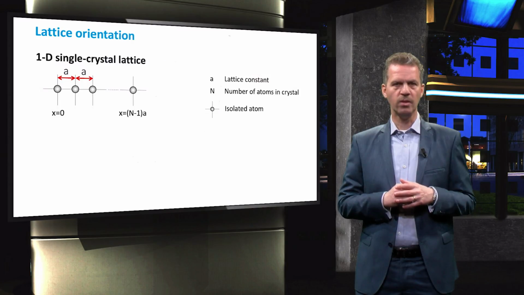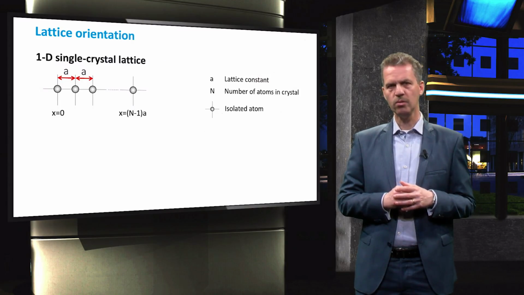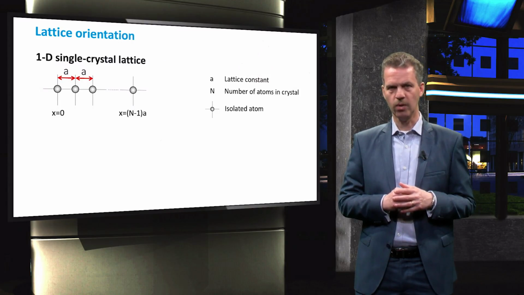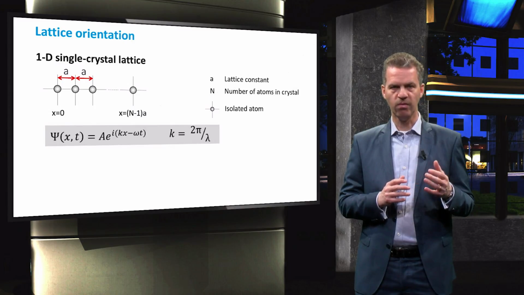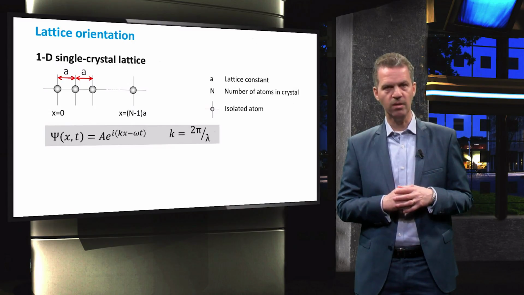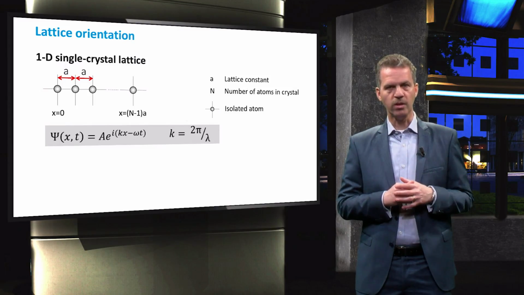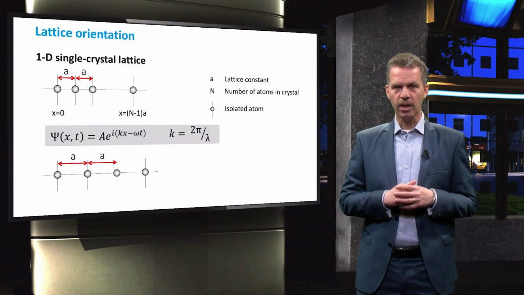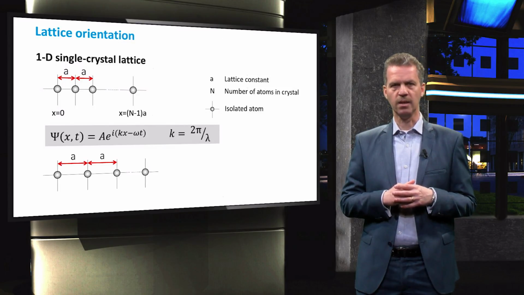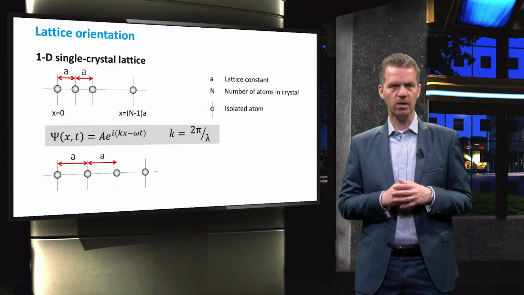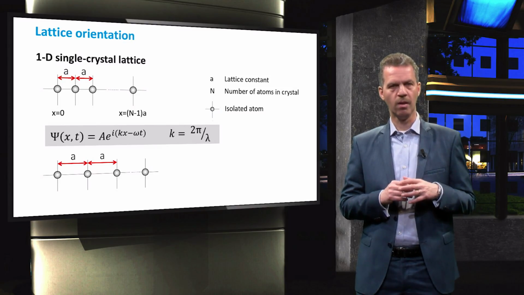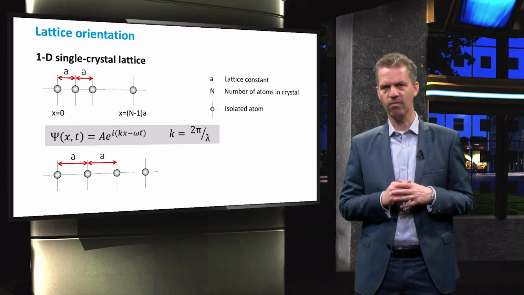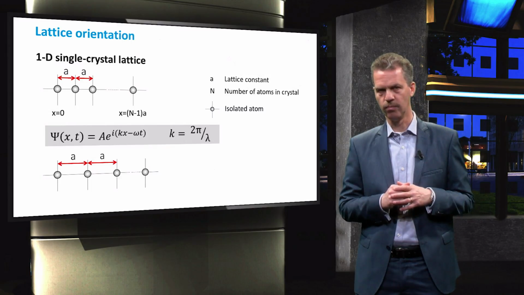It has been shown in the literature that the solution to the Schrödinger equation for this situation is a wave of the following form, with k the wave vector in units of inverse length. This function is called a Bloch wave. We can clearly see that by increasing the atom spacing, the wave vector of the wave solution cannot be constant, but should decrease as the wavelength needs to increase.